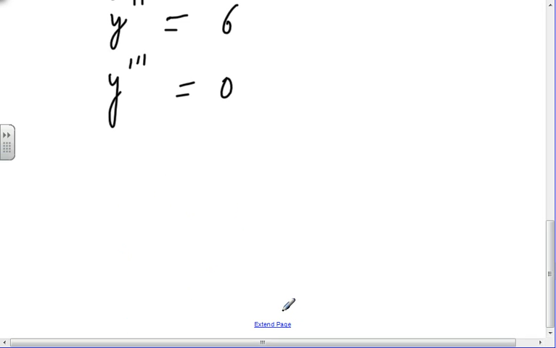Now it wants us to find the first 4 derivatives, so we still have to find y4, and it's still going to be equal to 0, but that's what he said. Find the first 4 derivatives, so that's what we did.